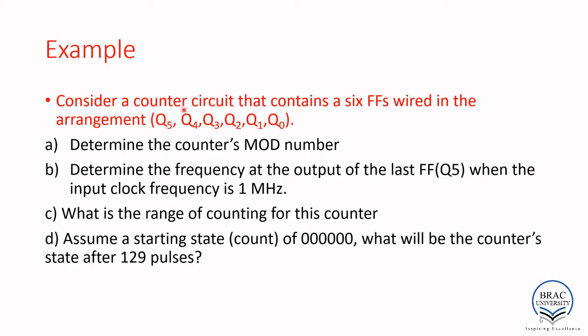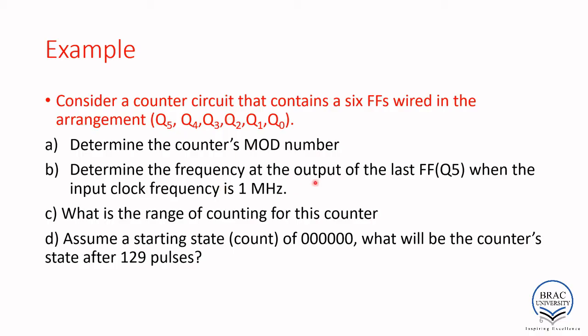Consider a counter circuit that contains 6 flip-flops wired in the arrangement Q0 to Q5. Determine the counter mode number. You know the mode number is the number of states, so you need to determine the number of states. For 6 flip-flops you will have 2 to the power n, I mean 2 to the power 6 states. So that will be your mode number, right?